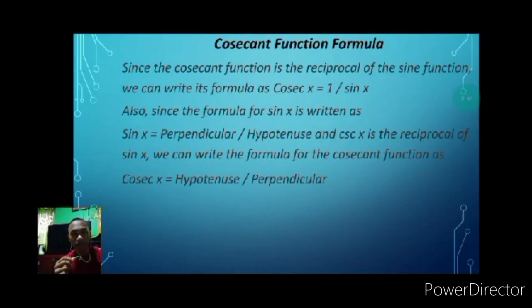Cosecant function formula. Since the cosecant function is the reciprocal of the sin function, we write its formula as cosec x equal to 1 over sin x. Also, since the formula for sin x is sin x equal to perpendicular over hypotenuse, and cosecant x is the reciprocal of sin x, we can write the formula for the cosecant function as cosec x equal to hypotenuse over perpendicular.